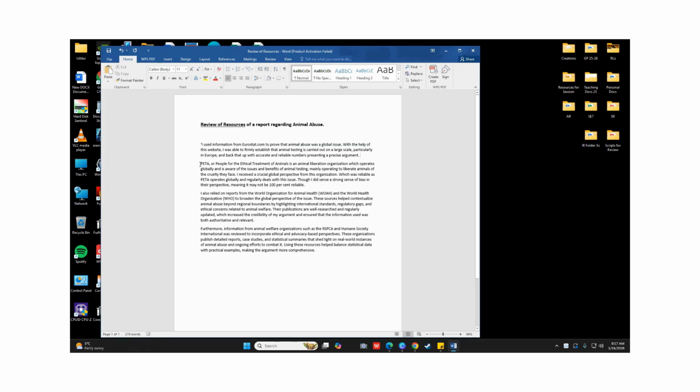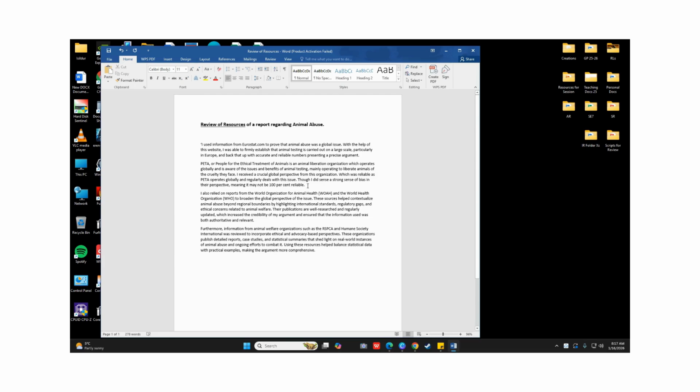Then comes the next review, which is PETA, or People for Ethical Treatment of Animals, an animal liberation organization which operates globally and is aware of the issues and benefits of animal testing, mainly operating to liberate animals of the cruelty they face. I received a crucial global perspective from this organization, which was reliable as PETA operates globally and regularly deals with this issue. Though I did sense a strong sense of bias in their perspective, meaning it may not be 100% reliable.